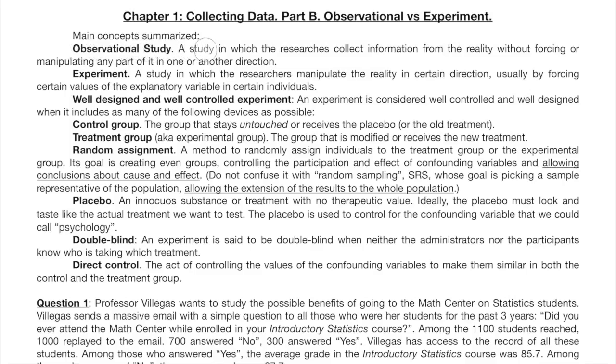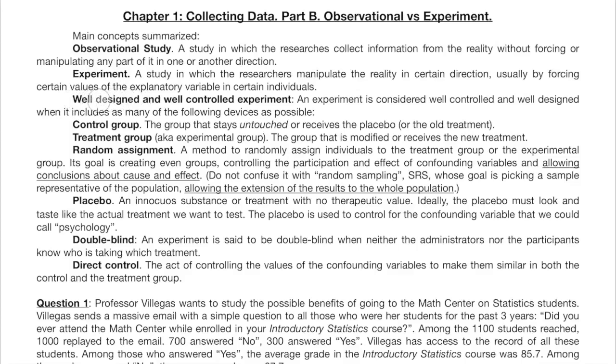An observational study is a study in which researchers just observe the reality. They may interact with it for the purpose of collecting the data, but they don't push it in any direction. An experiment is a study in which researchers manipulate the reality in one or another direction to see what happens. More specifically, the main thing being manipulated is usually the explanatory variable.